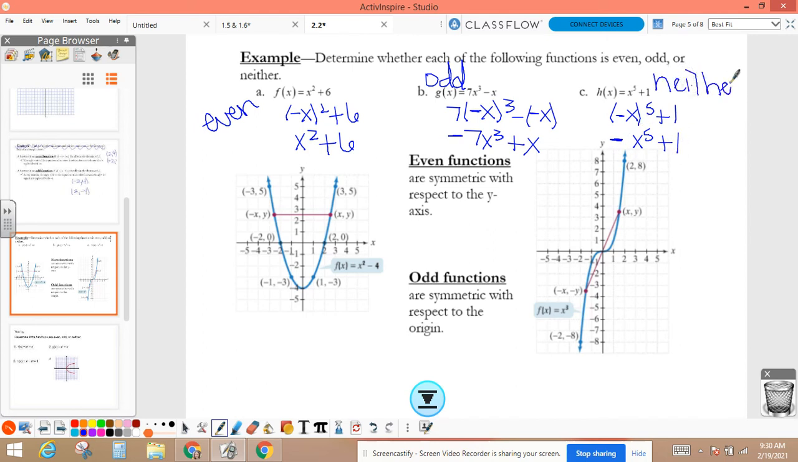Those are your 3 options. Even, odd, or neither. Even, everybody stays the same. Odd, everybody changes sign. Neither is some of each. Looking at a picture, even means y-axis symmetry. All of these points have points over here. Odd means origin symmetry. Everybody here has a point here.